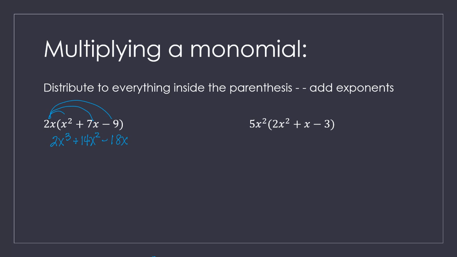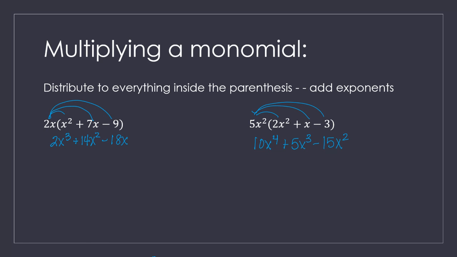So looking at this next one, I'm going to multiply 5x squared by 2x squared, and I'm going to get 10x to the fourth. I'm going to multiply 5x squared by x, and I get 5x cubed. And 5x squared times negative 3 is negative 15x squared. Okay? Notice my signs stay exactly the same. It's plus and minus, just like it was in the parentheses. The only thing I'm doing is multiplying the coefficients and adding the exponents.